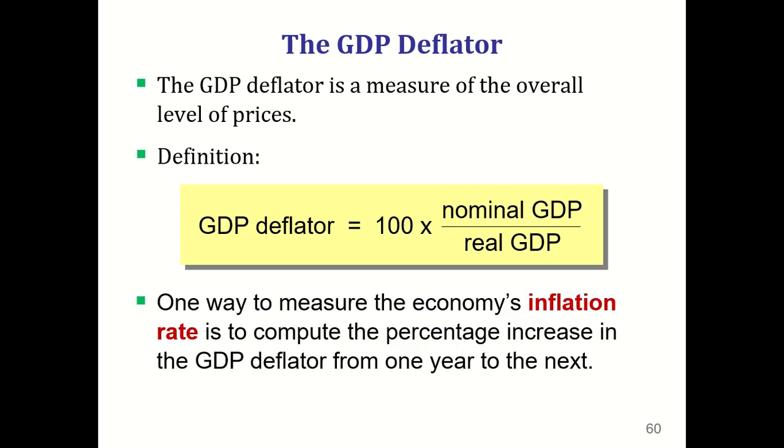So if I track the GDP deflator over the years, I will get how the price level is with regard to the base year in each of the subsequent years. So when I try to see how the price level has changed from one year to the other, I will get a measure of inflation. So one way to measure the economy's inflation is to compute the percentage increase in the GDP deflator from one year to the next, because the GDP deflator is telling me how the overall price levels are with reference to a base year, and how this overall price level is changing will tell me the price pressure in the economy.